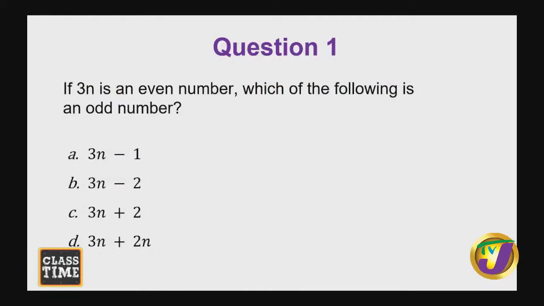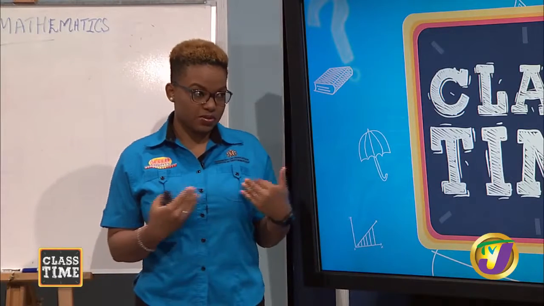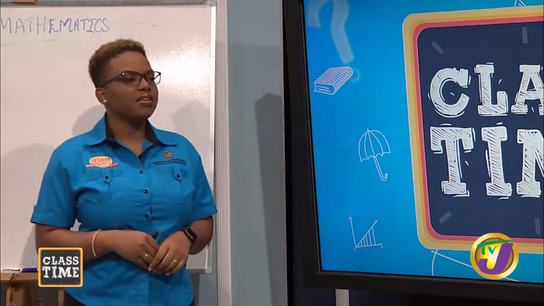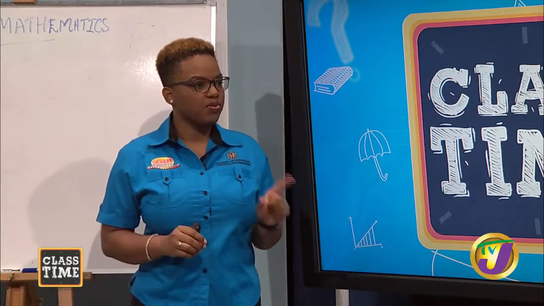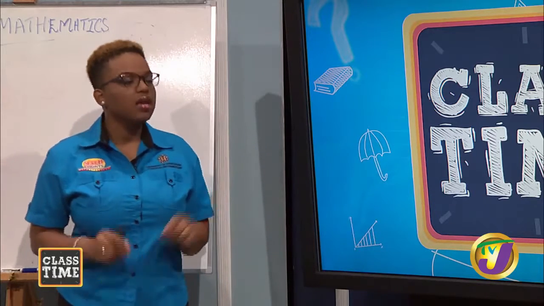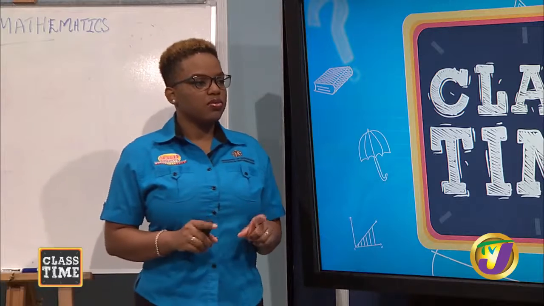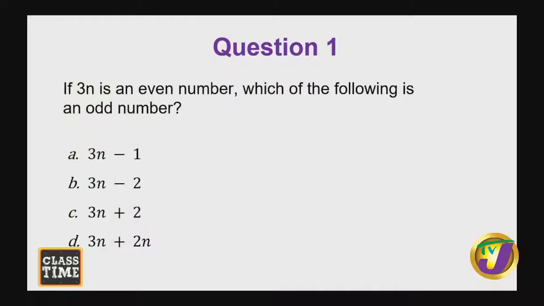If 3n is an even number, which of the following is an odd number? All right. So if 3n, I'm reading the question, is an even number. See, I'm using my strategy there. If 3n is an even number, which of the following is an odd number? I have 3n minus 1, 3n minus 2, 3n plus 2, 3n plus 2n.